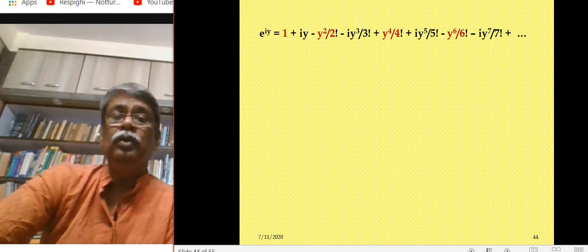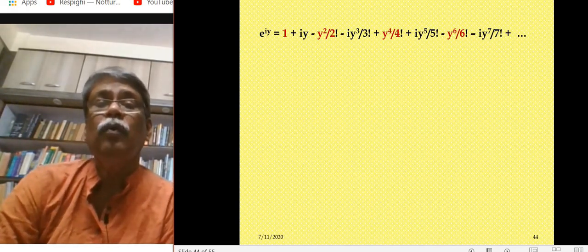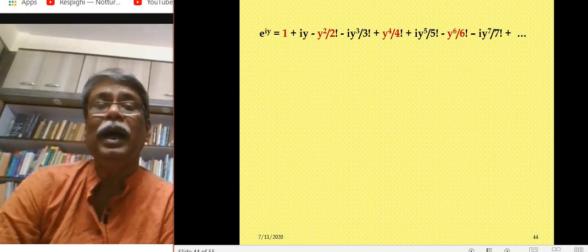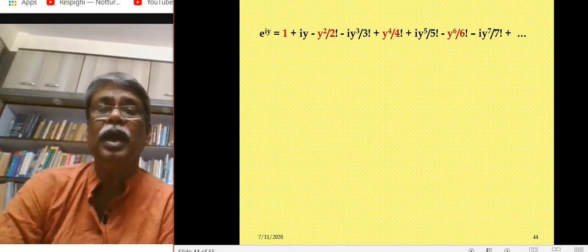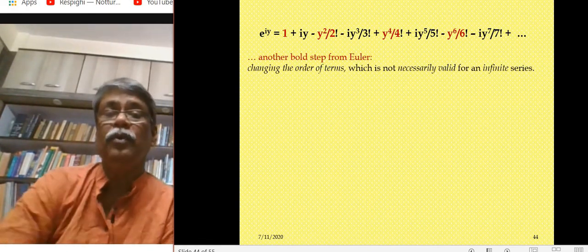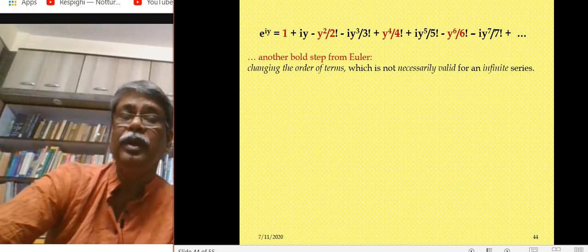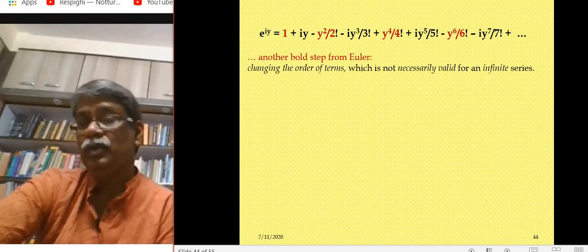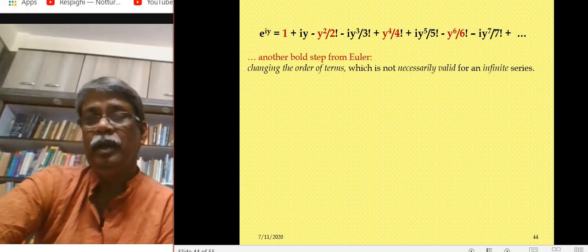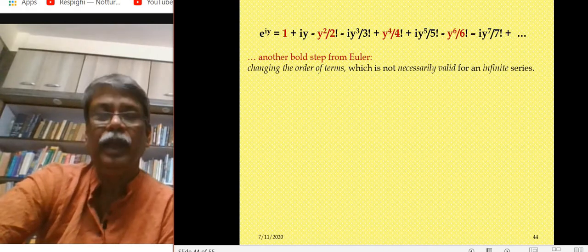So it is something like this. I have separated them into two classes: the terms in red are without the i, and in black they are all having i, either plus or minus. So they are classified into two groups. And here comes another bold step from Euler, changing the order of terms, which is not necessarily valid for an infinite series. At that time he was not quite sure about what he was going to do, because infinite series was not that well known at that time.